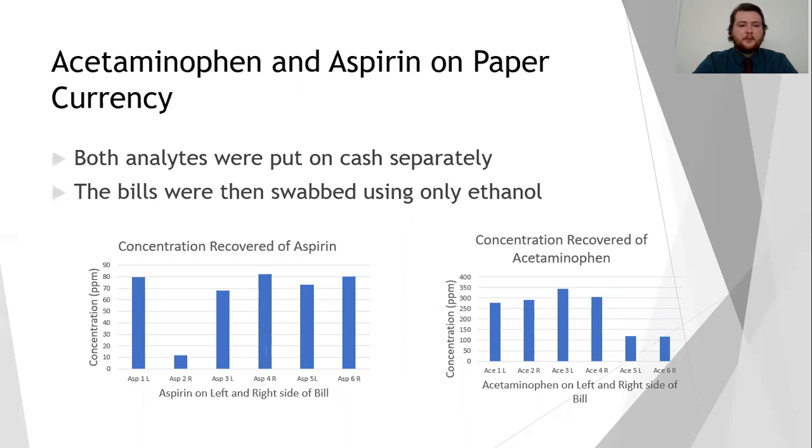For the next step, acetaminophen and aspirin were both sprinkled onto cash in the same 0.1 gram amount. This was then swabbed using only ethanol on the left and the right side of the bill. As you can see down there, both those bar graphs show the recovered amount of ethanol, just to prove that it did in fact work.